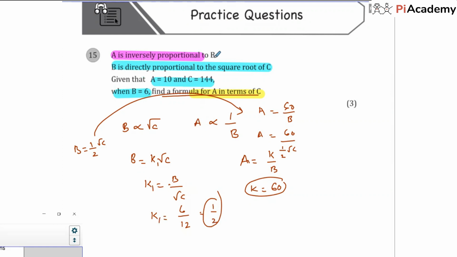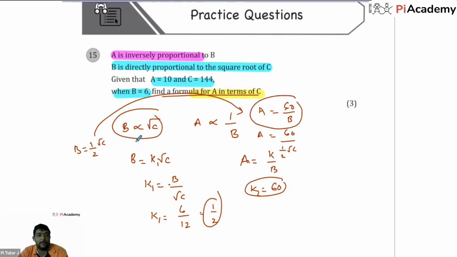And then you also have A is inversely proportional to B. So A is equal to K over B. When you substitute the A and B values, you get K2 is equal to 60. Now B is equal to half root of C, and A is equal to 60 over B. Now you take this one and plug in here, you get A is equal to 120 over root C.